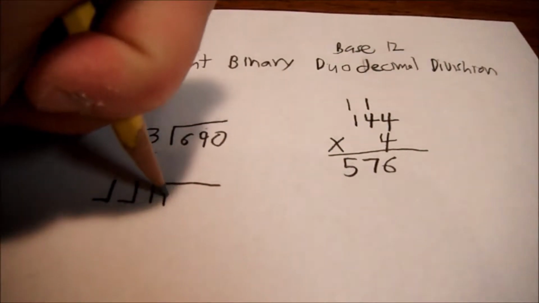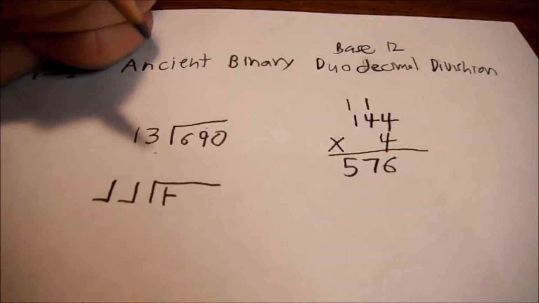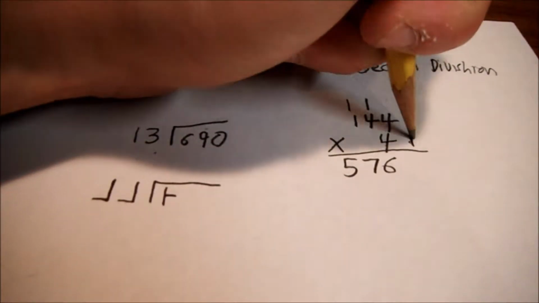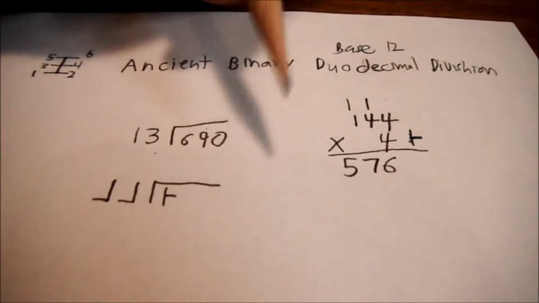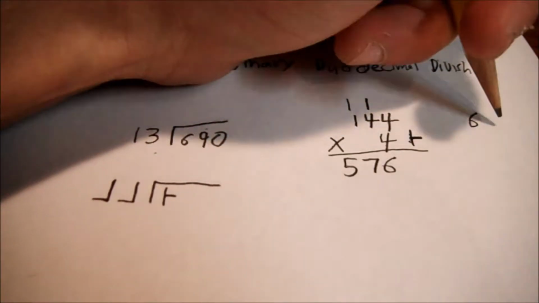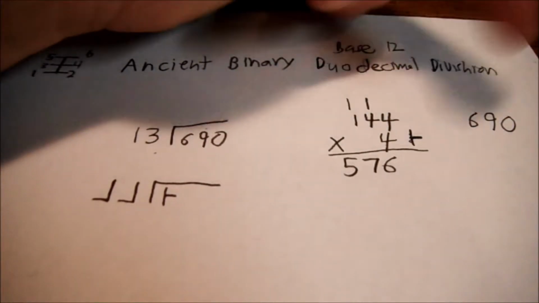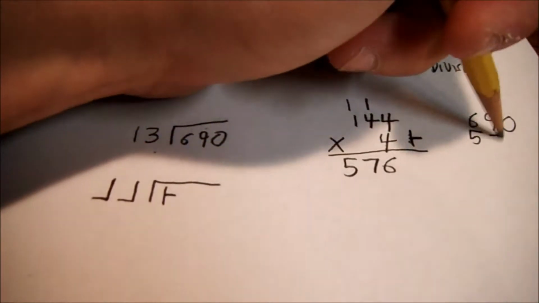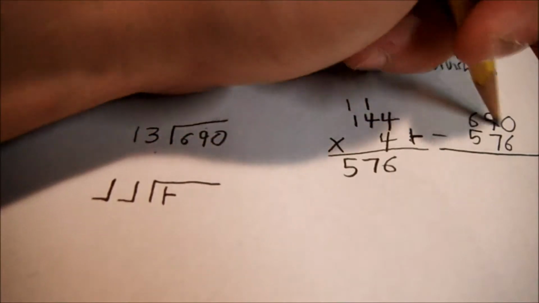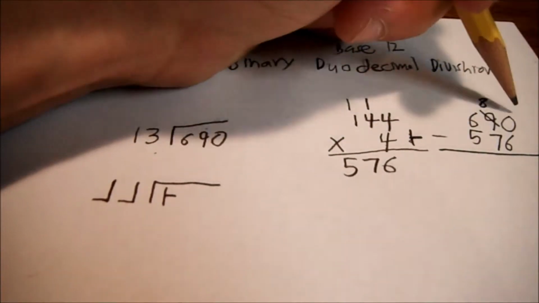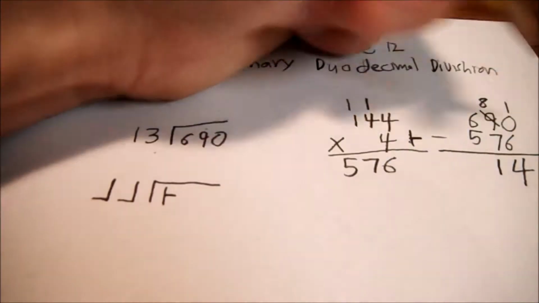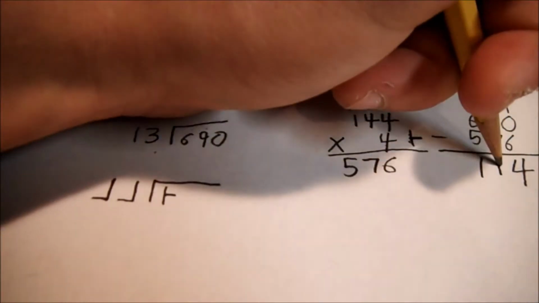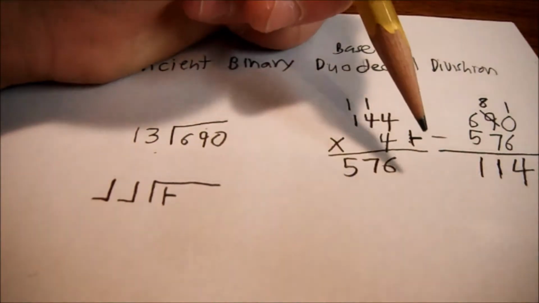We put the 4 here. And by the way, on this side we're just going to put a 4 because we're doing a step-by-step process: 4 sets of 144. So now, after that, we go to 690 minus 576. Cross that off. 114 left over.